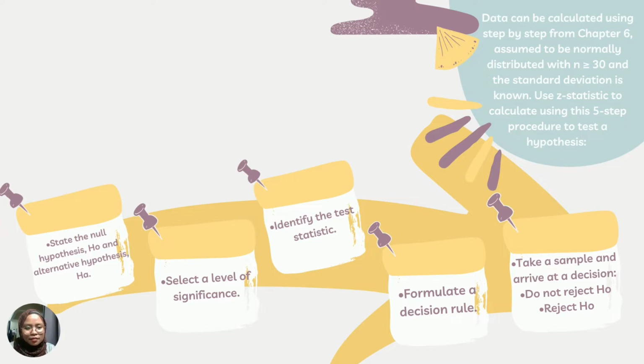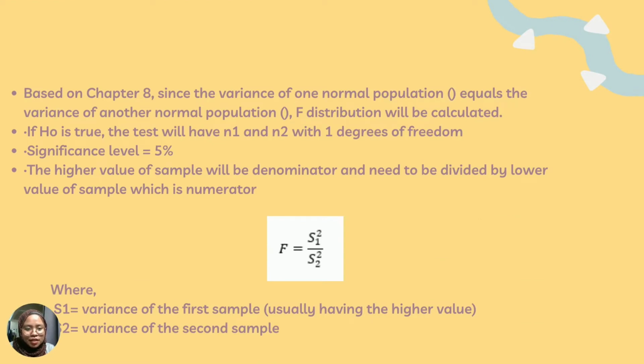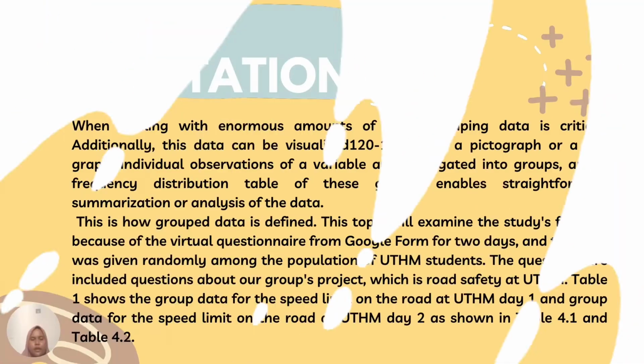Based on Chapter 8, since the variance of one normal population equals the variance of another normal population, the F distribution will be calculated. If H null is true, the test will have N1 minus 1 and N2 minus 1 degrees of freedom, with a significance level of 5%. The higher value of the sample variance will be the numerator and is divided by the lower value of the sample variance, which is the denominator.